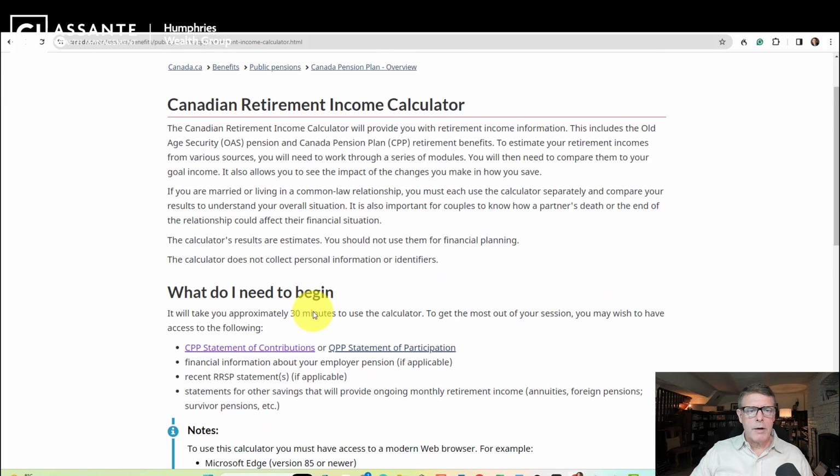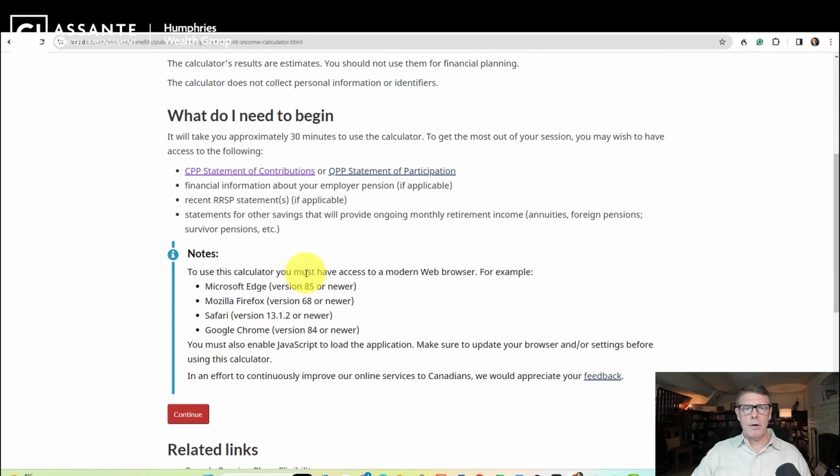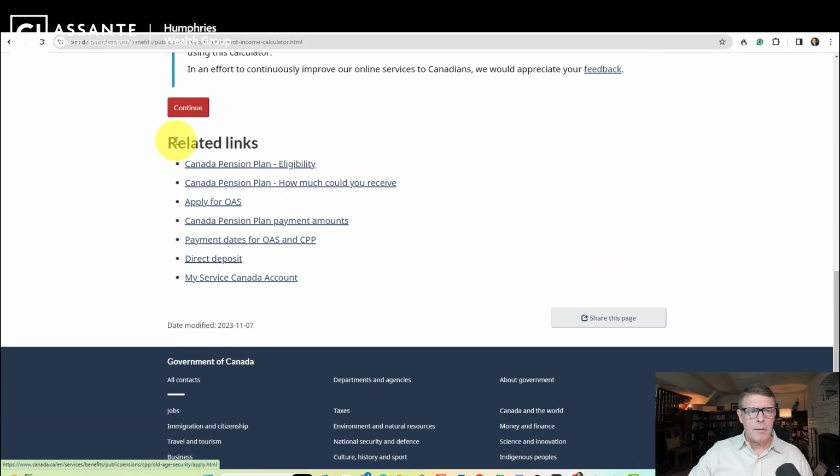Now, it's going to walk you through some information that you need to pull together before you start working on your calculations. I'll just quickly give you a basic idea: current value of RSP accounts, potentially TFSA accounts, non-registered accounts. If you've got a pension plan, what the estimates are at your retirement date from your employer-sponsored pension plans. And then, of course, your Canada Pension Plan estimates. So go through this page, what I need before you start the process of entering the data. It's got some related links that might be helpful for you as you go through the information.